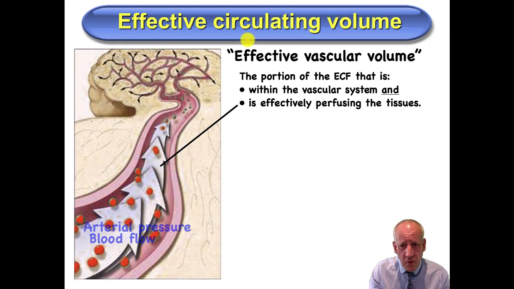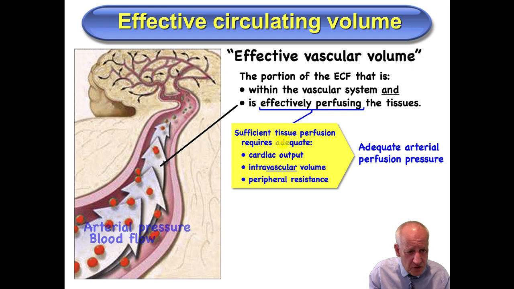An even more important term is called the effective circulating volume, or the effective vascular volume. And this is the portion of the ECF that is within the vascular system and is effectively perfusing the tissue. And effective perfusion of the tissues requires a properly functioning pump, in other words, cardiac output. It requires enough volume within the vasculature to effectively perfuse all the tissues, and it requires a peripheral resistance for the pump to develop arterial perfusion pressure.